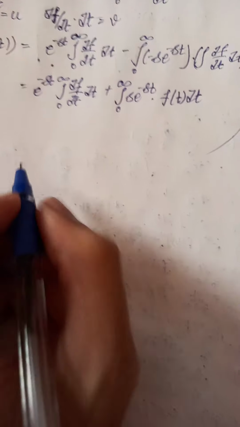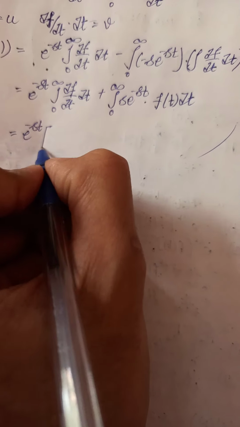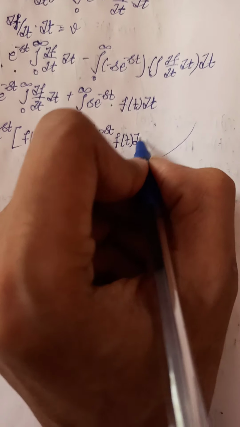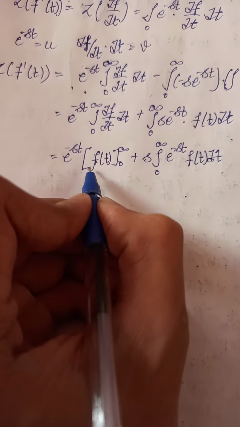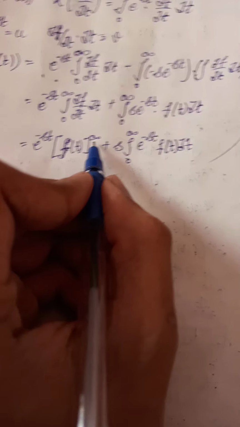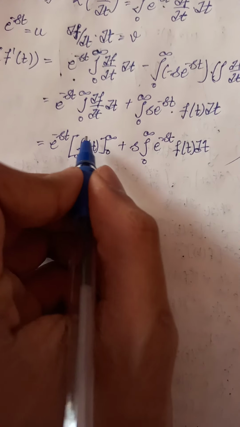Now let's simplify this. For further simplification, we don't know what this function f of t is, and as we are not aware of this, we can't substitute infinity in place of t and just directly solve it and write f of infinity minus f of 0.